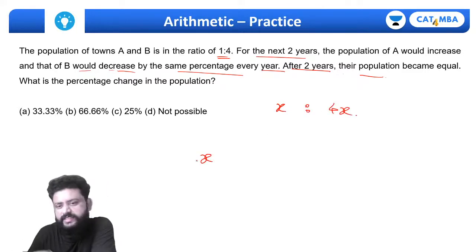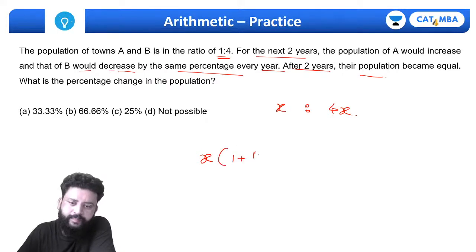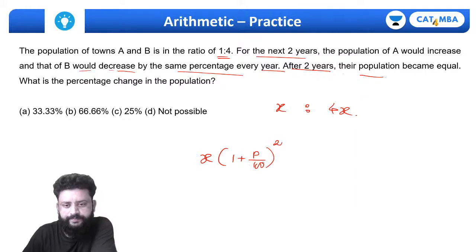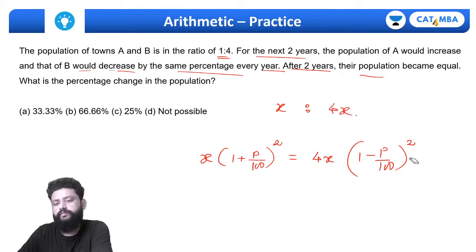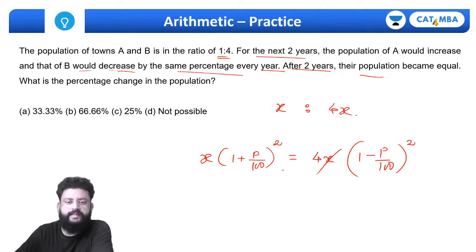Now x is increased by some percentage. Okay, we don't know what is that percentage. So 1 plus P by 100, that is for the next 2 years. And this is equal to 4x, which has to decrease by the same percentage, so 1 minus P by 100 bracket square, decrease for 2 years. Hopefully you understand this and you can get the value of P.